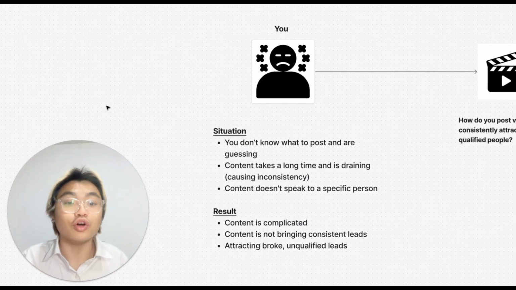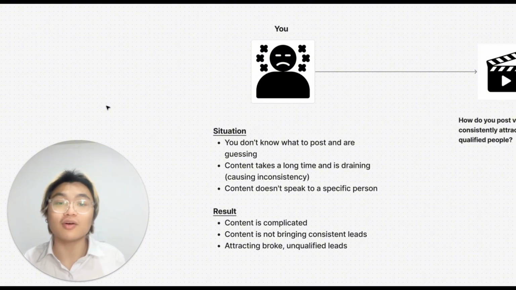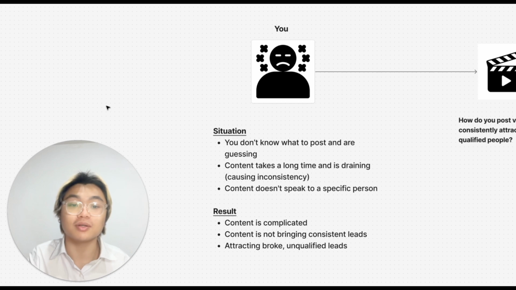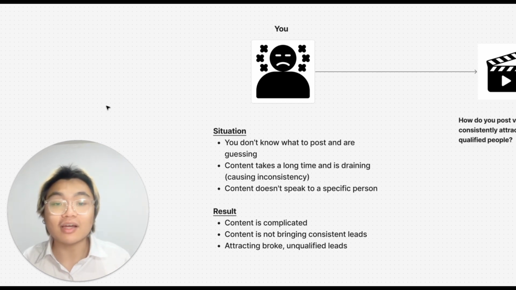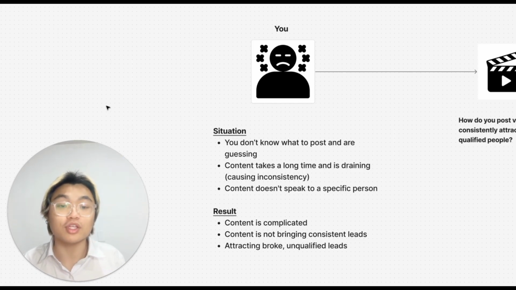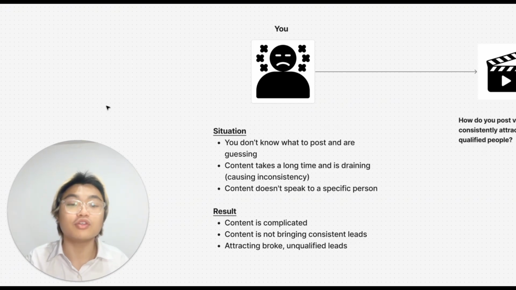You currently don't know what to post, firstly, and you're just guessing. Right now, you're just waking up and deciding on what videos to post. And then once you post it, you're like, okay, what's the next video? And so you don't have a structured process to post. What this lack of structure means is that content takes a long time and is very draining. And it causes inconsistency in your posting frequency. There are times when you post a lot and there are times when you don't post at all because you don't have the right system behind it.